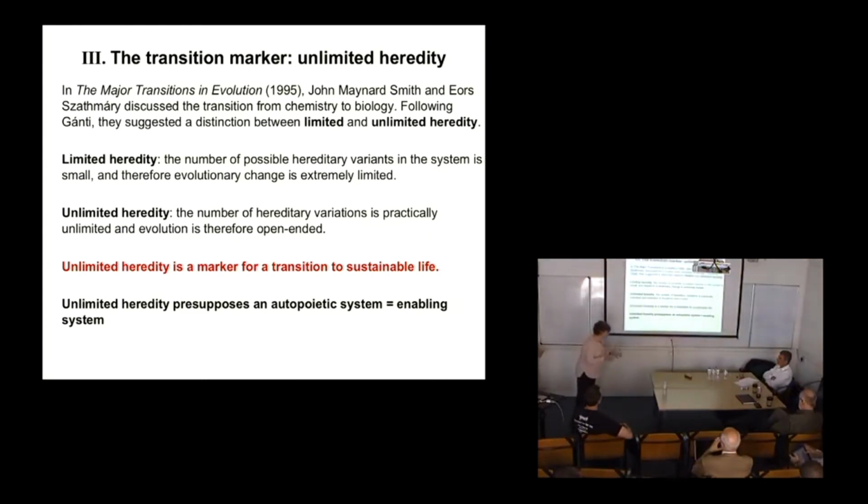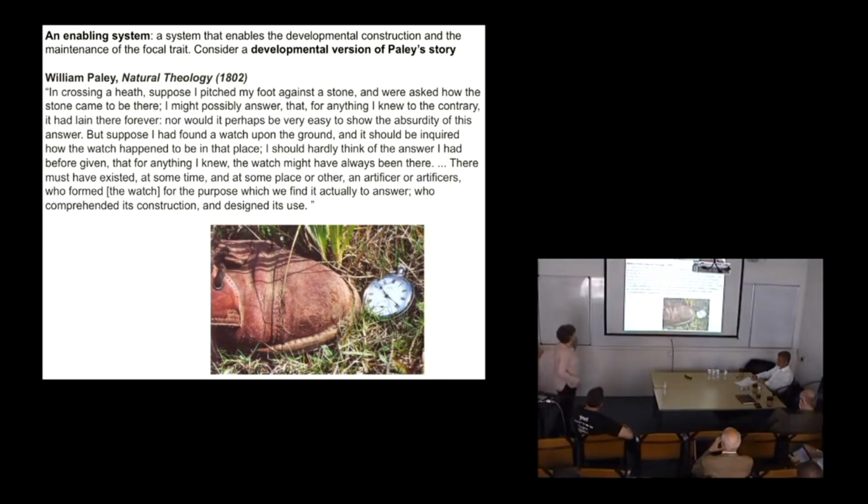Again, we're talking about biology, right? And the kind of system in which the capacity is embedded, we call the enabling system. The enabling system is a system that enables the development, construction and maintenance of the focal trait of interest, the marker. In our case, for life, it is unlimited heredity. And in order to make this notion clear, we take a little twist on William Paley's thought experiment, which I'm sure you all know.